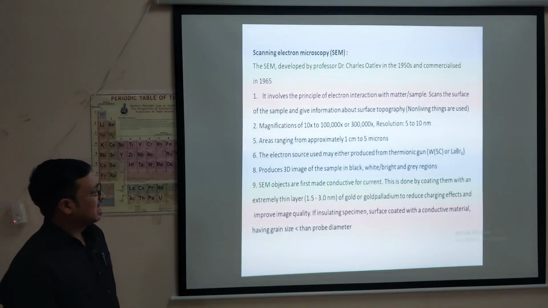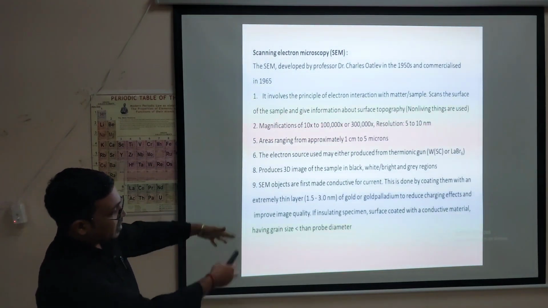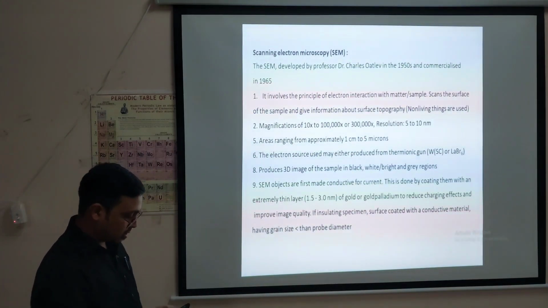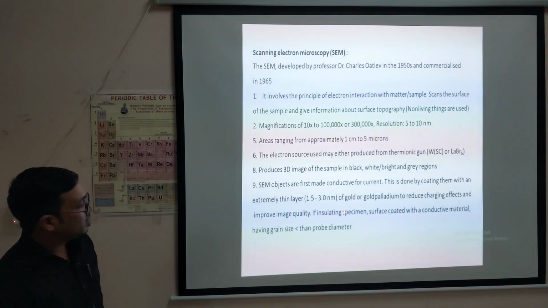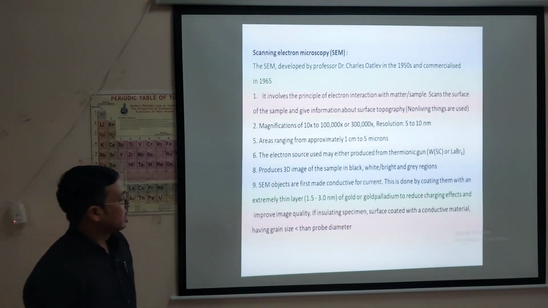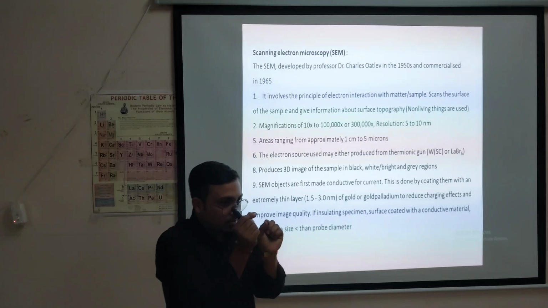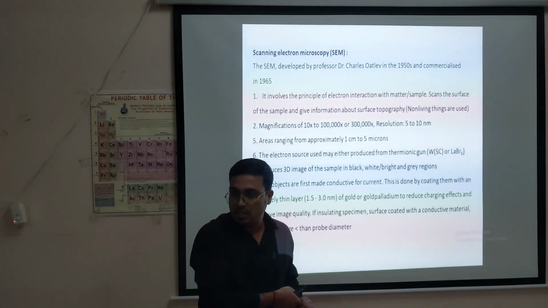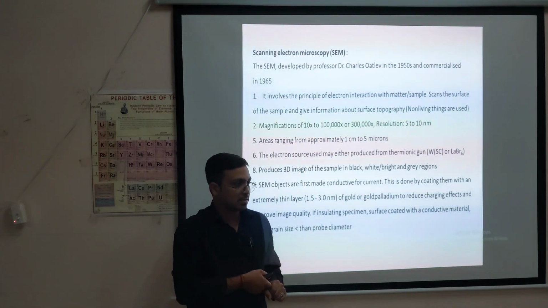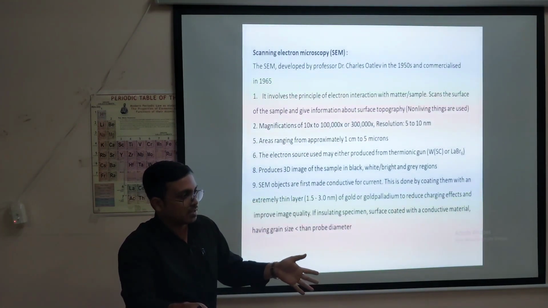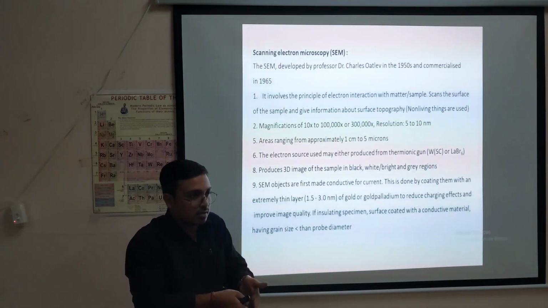These are the things, and I will explain these parameters in more detail while describing the instrumentation. If the specimen is an insulating species, it is coated with conductive material. This is the probe diameter, meaning the size at which the electron will be hitting the surface of the material. They might get scattered, and then you are not going to get a good image. So it needs to be a focused one.